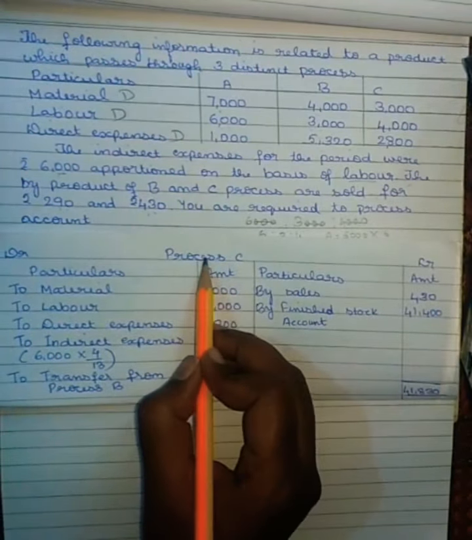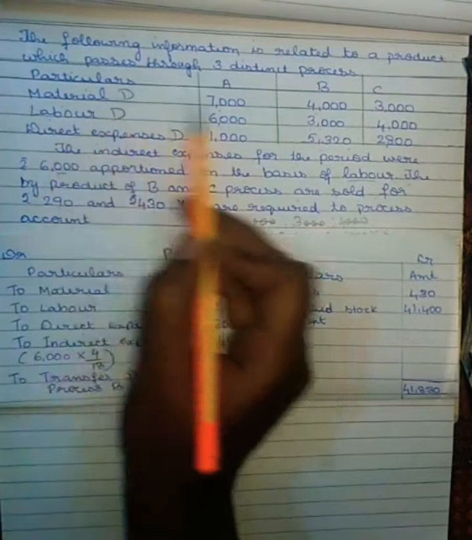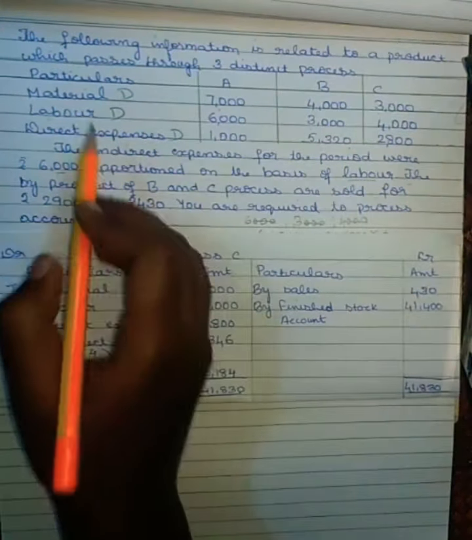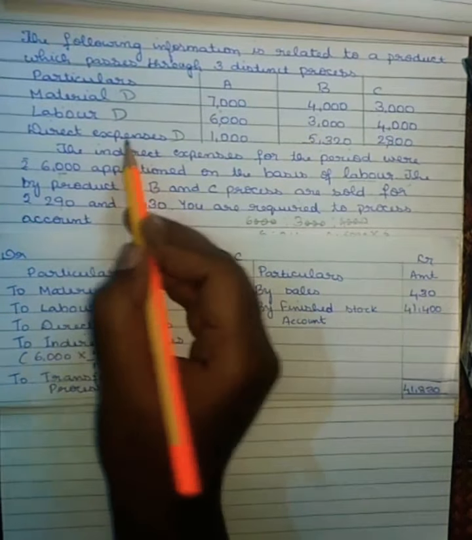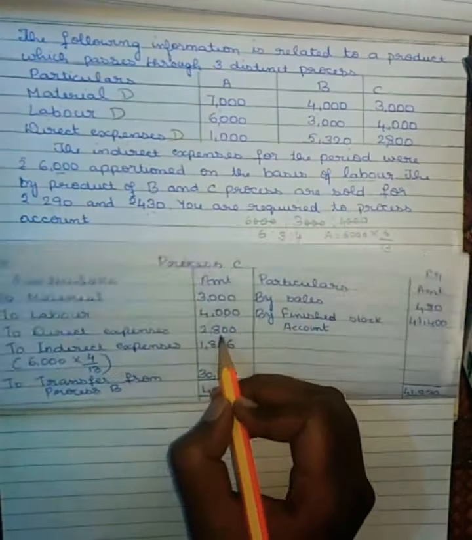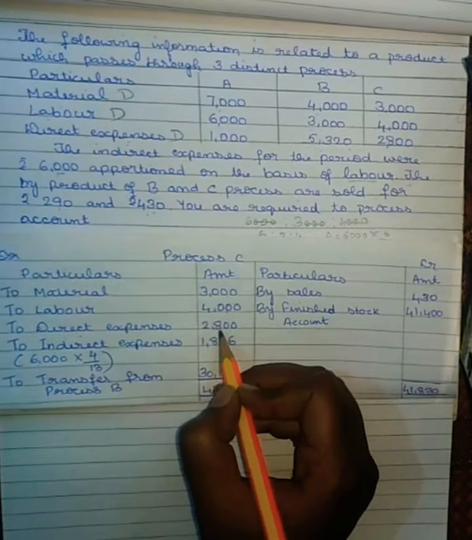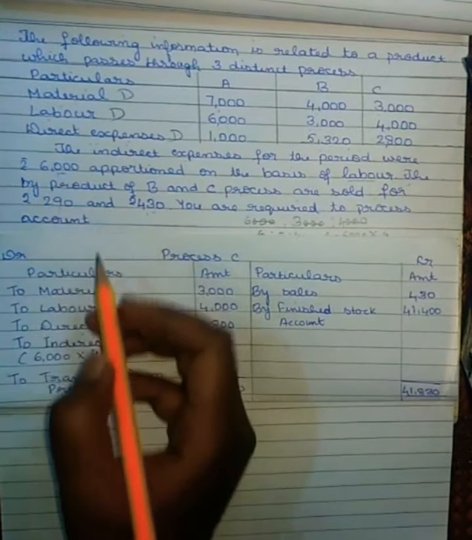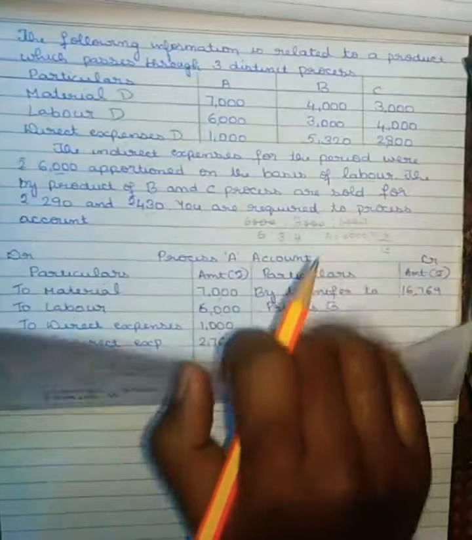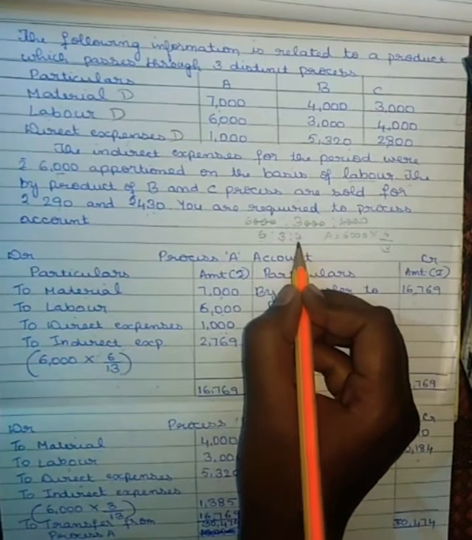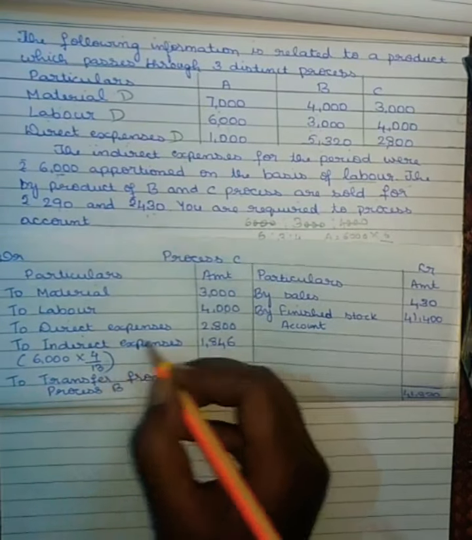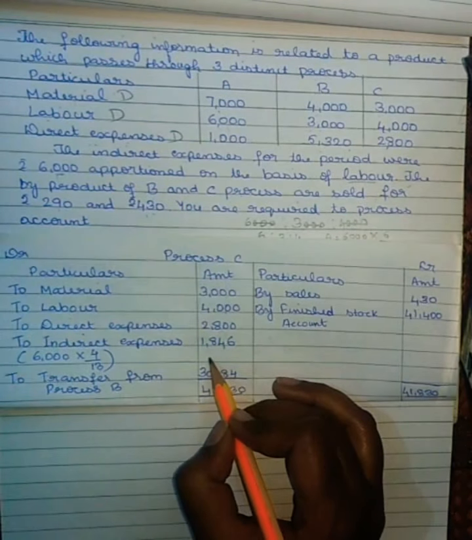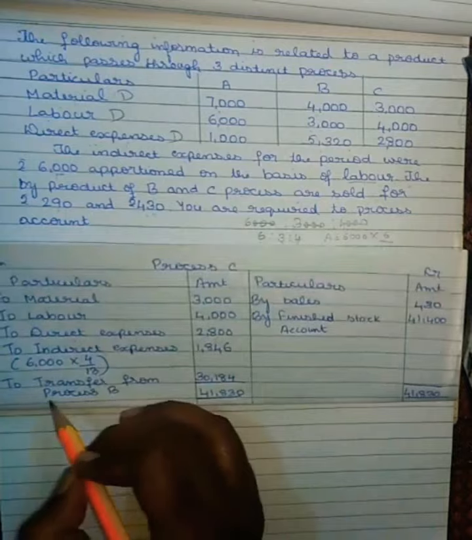Now see, process C account. What is the value of material? 3,000. Labor 4,000. That 4,000 is what I have taken here. Direct expenses is 2,800. And indirect expenses is again 6,000. Now look here, what is the value for C product? It is 4. That 4 is what I have taken here. So 6,000 into 4 divided by 13, if you do, you will get 1,846.